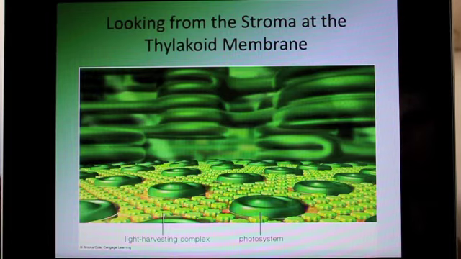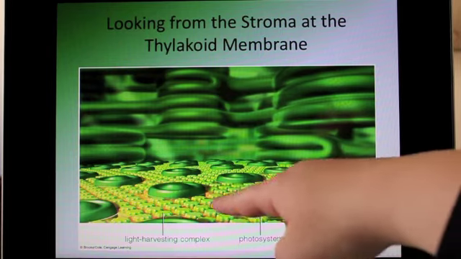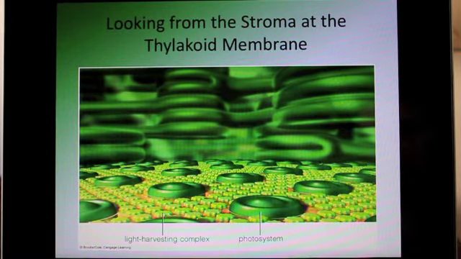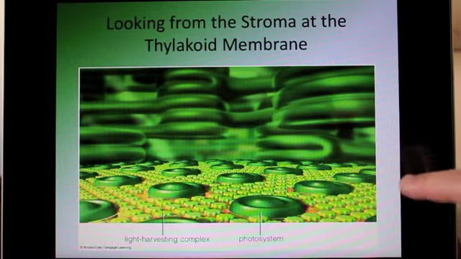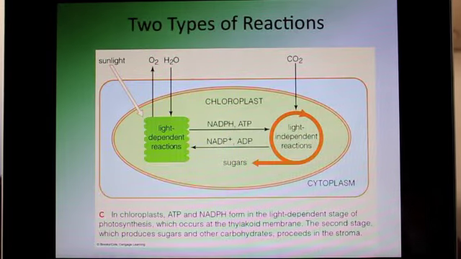So now we're looking from the stroma, so we're looking from the goopy part, onto the surface of the thylakoid membrane. And you can see these things that look like coins are photosystems, and there's light harvesting complexes. So when light hits these, it excites the light harvesting complex and transfers the excitement to the photosystem.